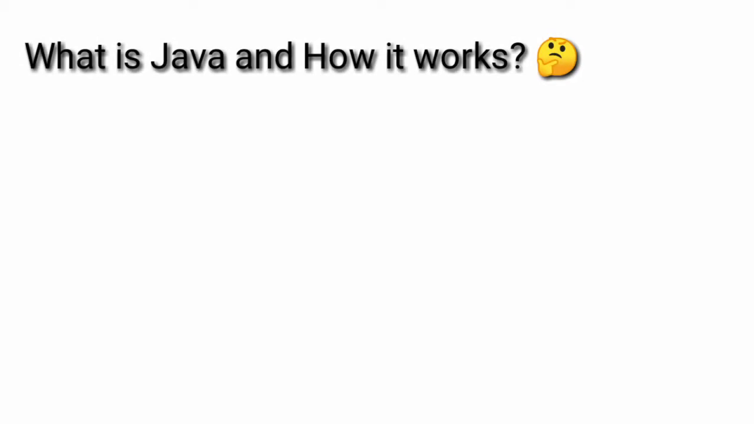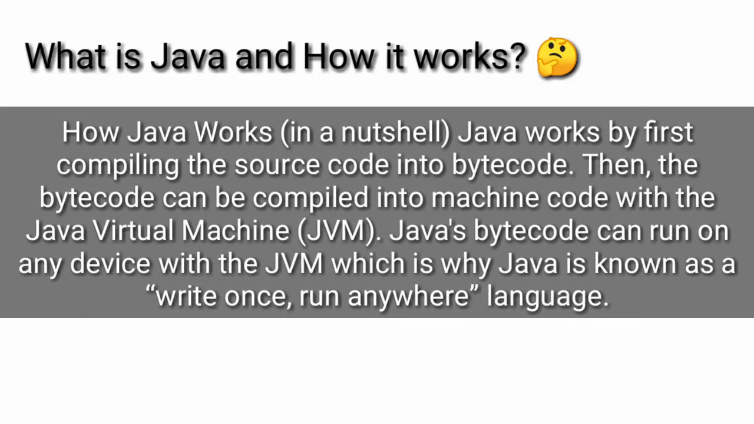What is Java and how does it work? Java works by first compiling the source code into bytecode. Then, the bytecode can be compiled into machine code with the Java Virtual Machine or JVM. Java's bytecode can run on any device with the JVM, which is why Java is known as a write once, run anywhere language.